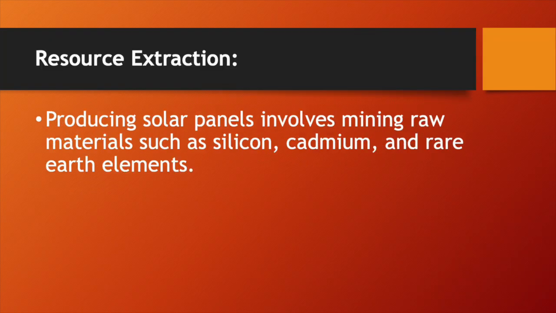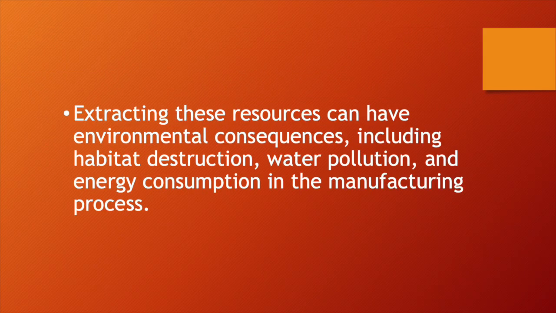2, resource extraction. Producing solar panels involves mining raw materials such as silicon, cadmium, and rare earth elements. Extracting these resources can have environmental consequences, including habitat destruction, water pollution, and energy consumption in the manufacturing process.